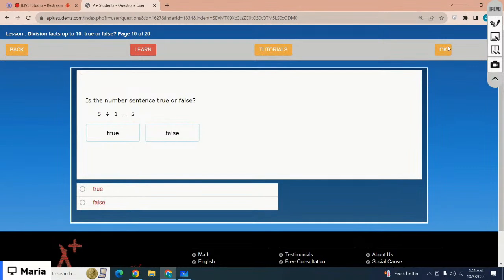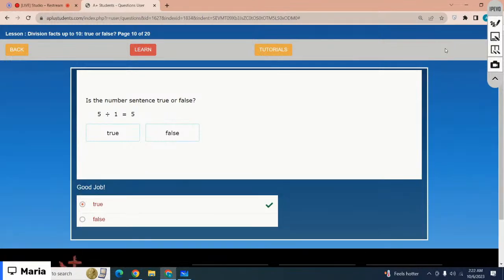Is the number sentence true or false? 5 divided by 1 equals 5. True or false? The correct option is true. Very good. It is true. Okay, you can complete the lesson by yourself later today.